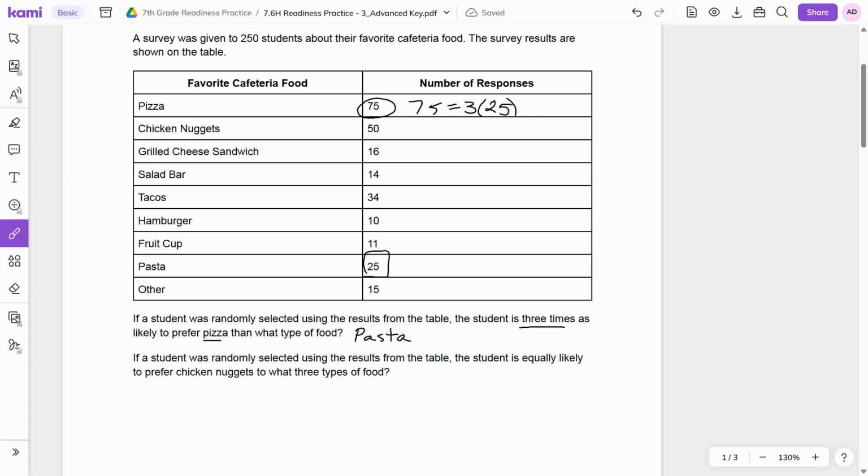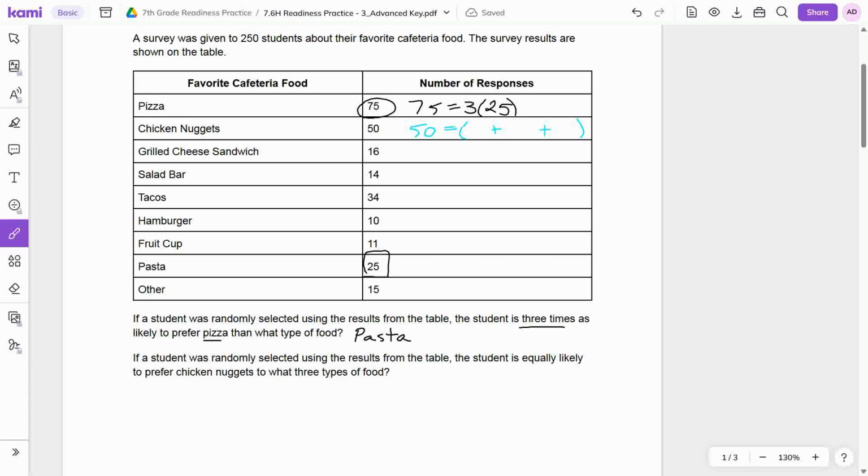Now, if the student was randomly selected, the student is equally likely to prefer chicken nuggets. Okay, so chicken nuggets is equally likely to prefer chicken nuggets as to what? 3 types. Okay, so I need 3 different foods to make 50.